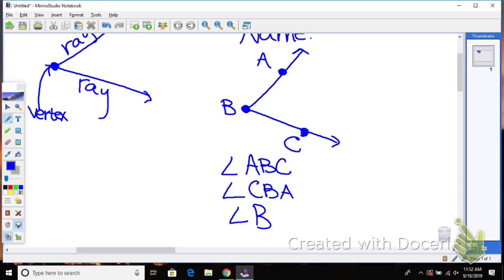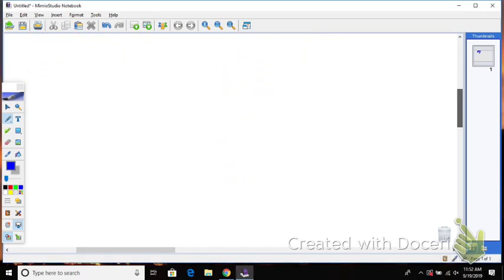Okay, so let's move on to classifying. And you guys have heard all of these words that we're going to classify with today. I'm going to write down all the words, leave a space next to each word so we can write in what it means. So the first one is going to be acute.